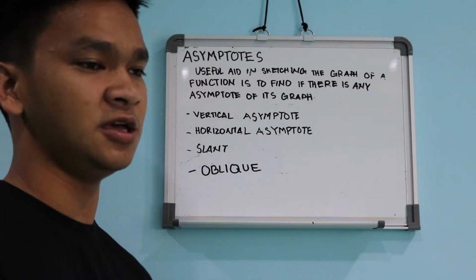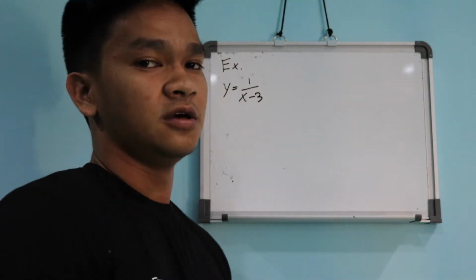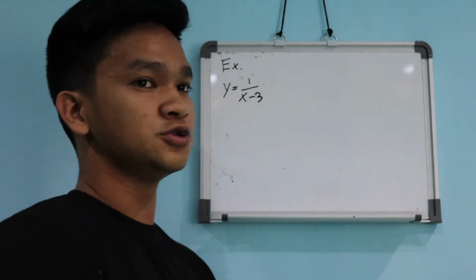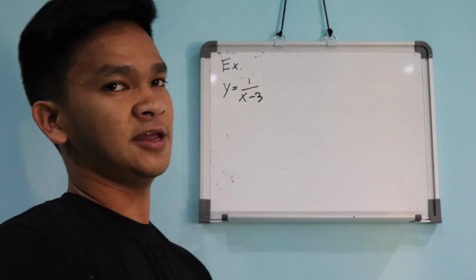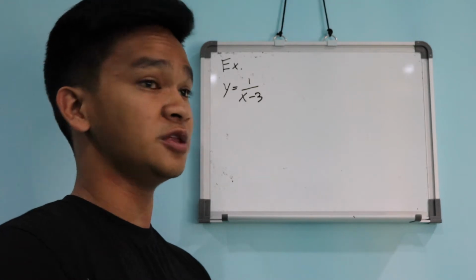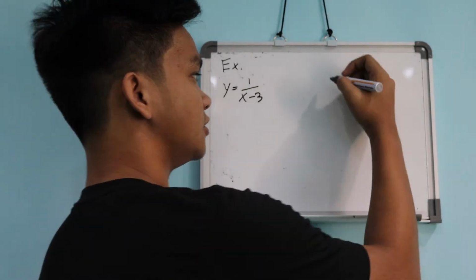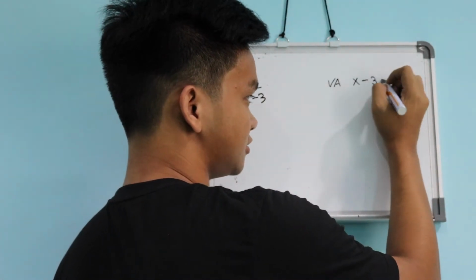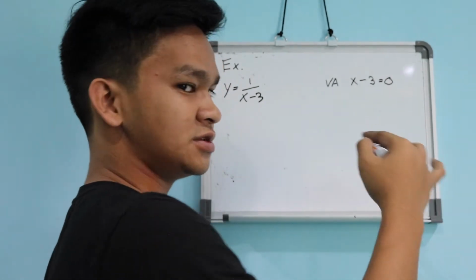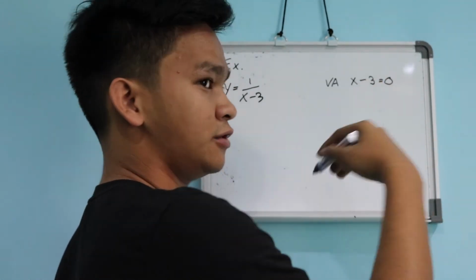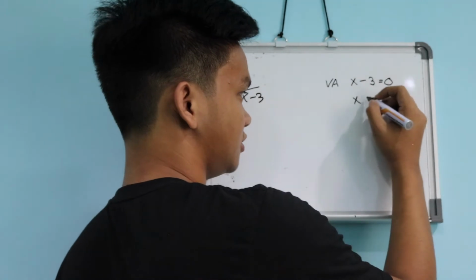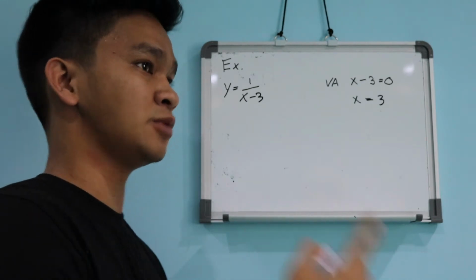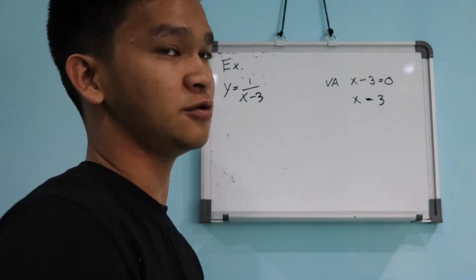So here is an example. We have y equals 1 over x minus 3. In order for us to find the vertical asymptote, all we need to do is equate the denominator to 0. So x minus 3 equals 0. We transfer the negative 3 to the other side. So we can say that the equation of the vertical asymptote of this function is x equals 3.